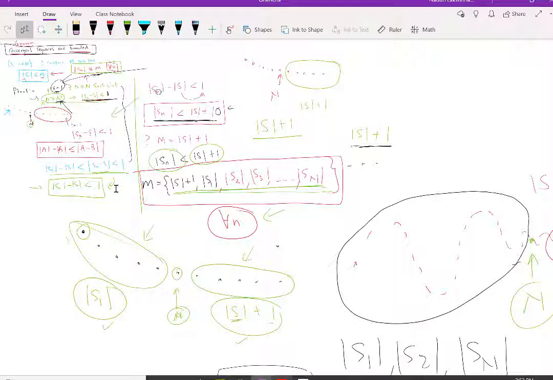So that's the discussion of this theorem. Hopefully it makes sense to you.